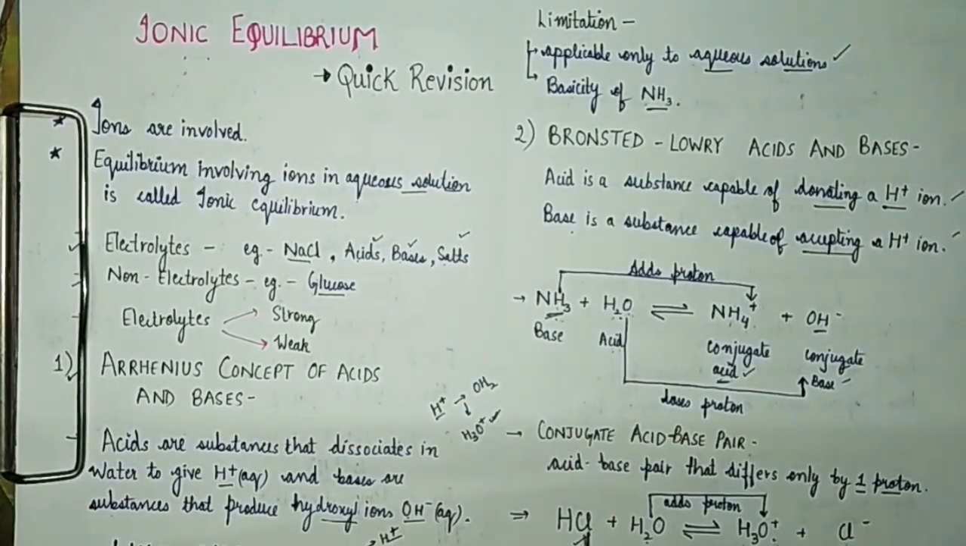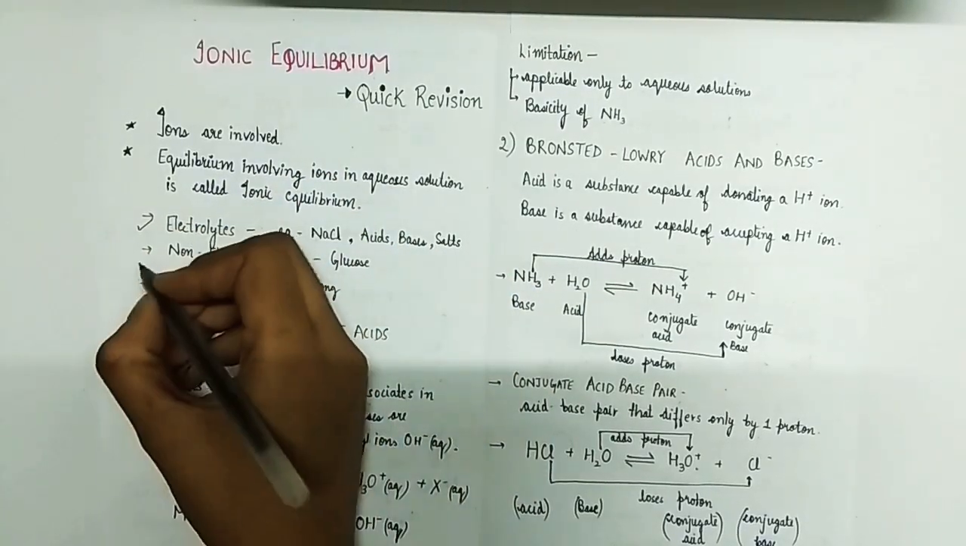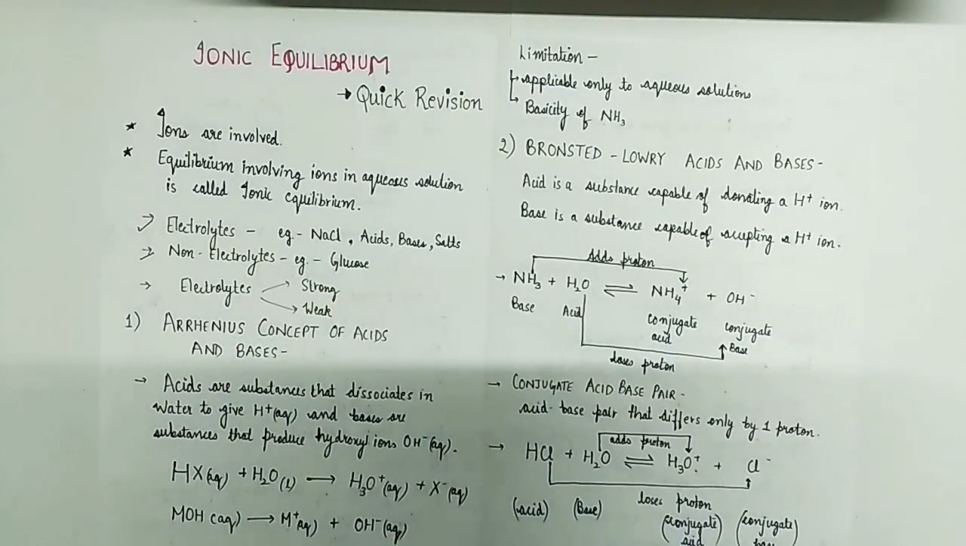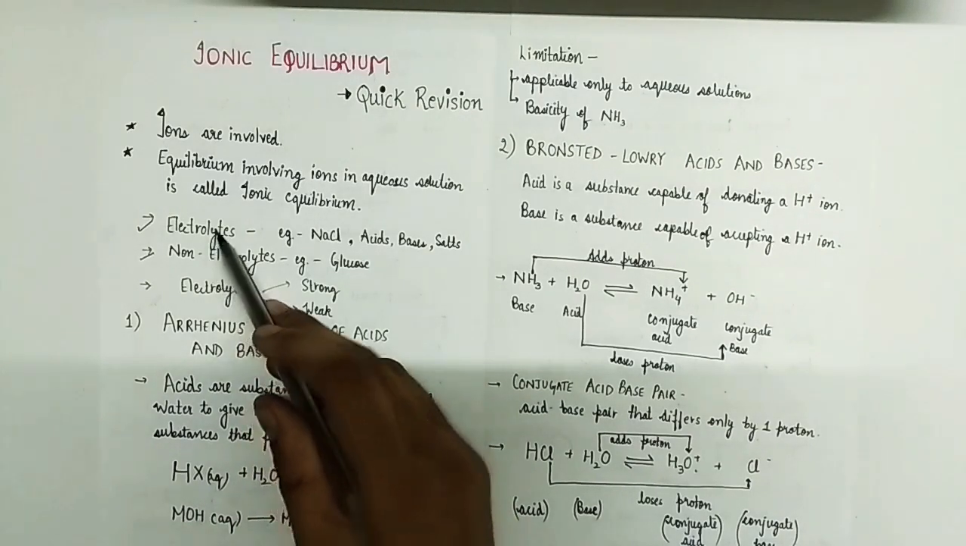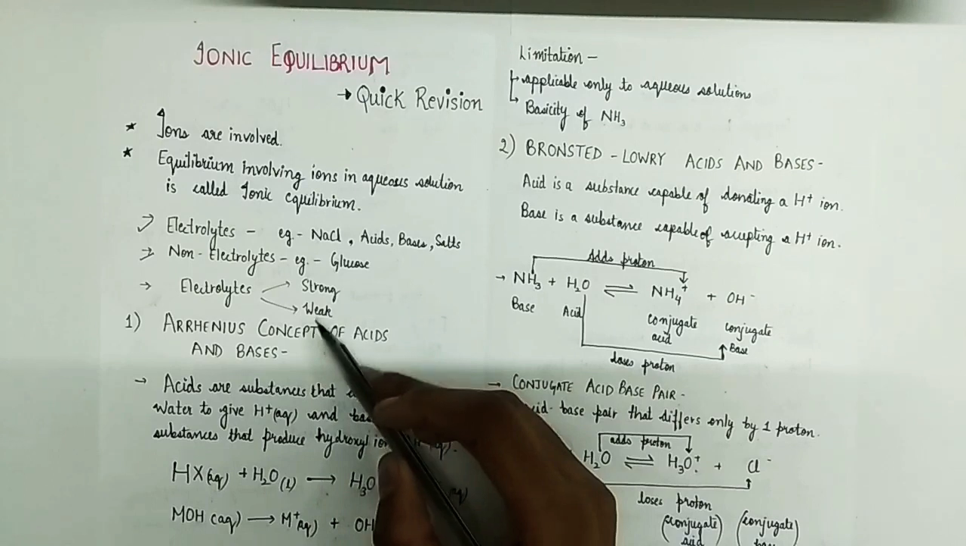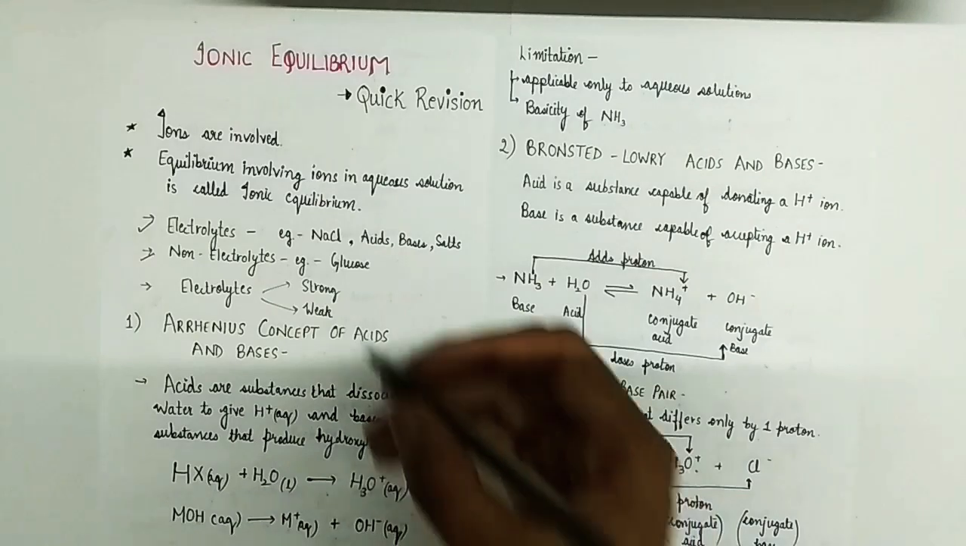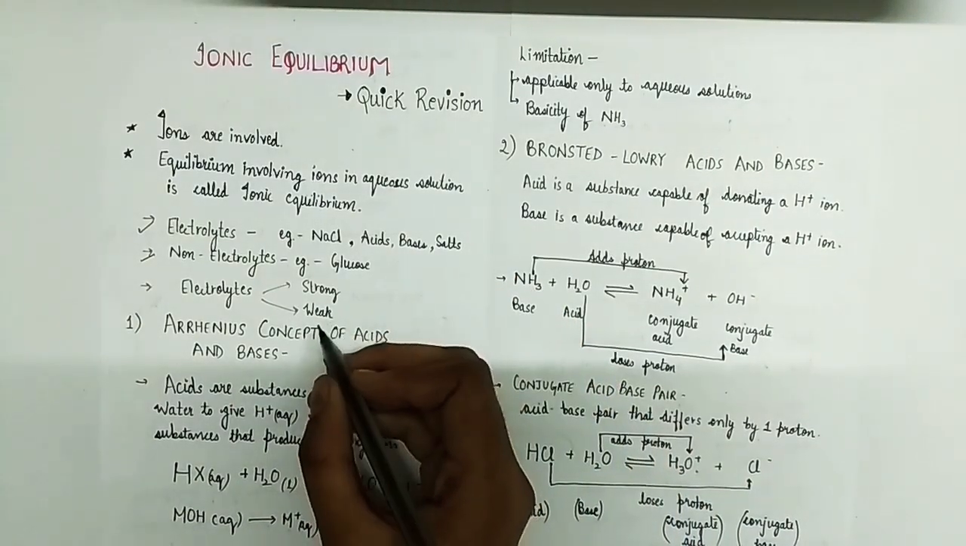So what are the different substances that can be present in a solution? They can be electrolytes or non-electrolytes. Electrolytes are those which can conduct electricity in a solution, whereas non-electrolytes cannot conduct. Electrolytes can also further be classified into strong and weak electrolytes. Strong electrolytes on dissolution in water are ionized completely, while the weak electrolytes are only partially dissociated. So this is the difference between strong and weak electrolytes.